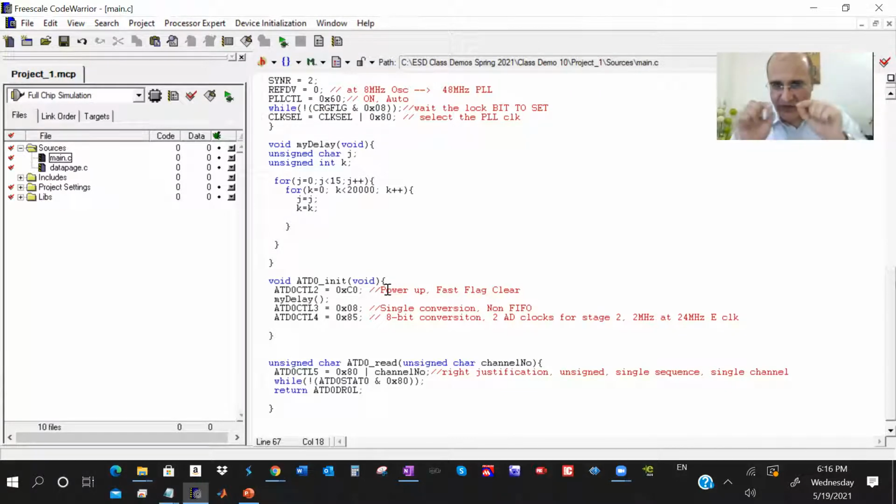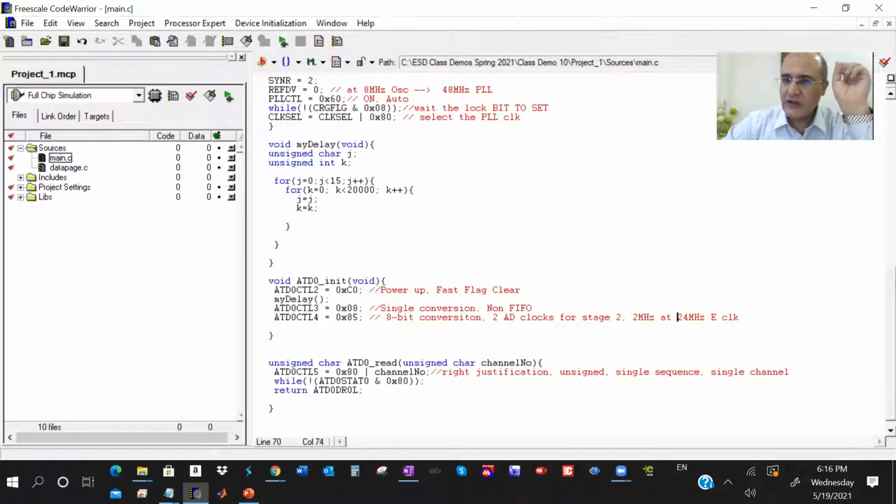Now, after powering up, usually even the microcontroller, when you power it up, you need to wait a little. You need to do a reset so the circuits will stabilize. So it is recommended that you do some delay after you power up. So I called my delay function here. Then we wrote this as a 08. We did it together in the slides. We picked single conversion in the non-FIFO mode. Then here we picked 8-bit resolution, 2 clocks for stage 2 of the sample and hold to work at 2 megahertz.